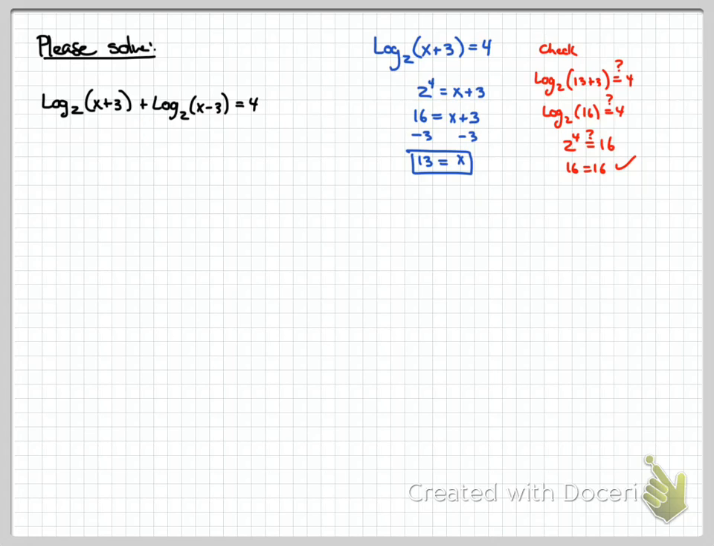So what do we do? We need to somehow do something to this side of the equation and have just one log base 2 of something, I don't know what that is, equals 4. If we can get to this point, we're going to be home free. Well, what do we need to do? We need to use a property that we talked about back in the day.